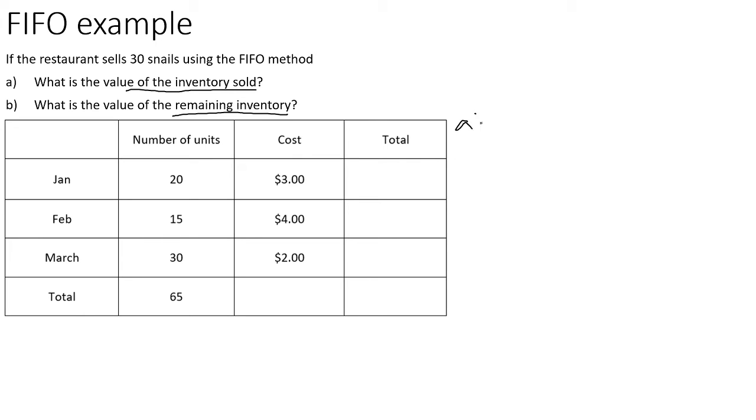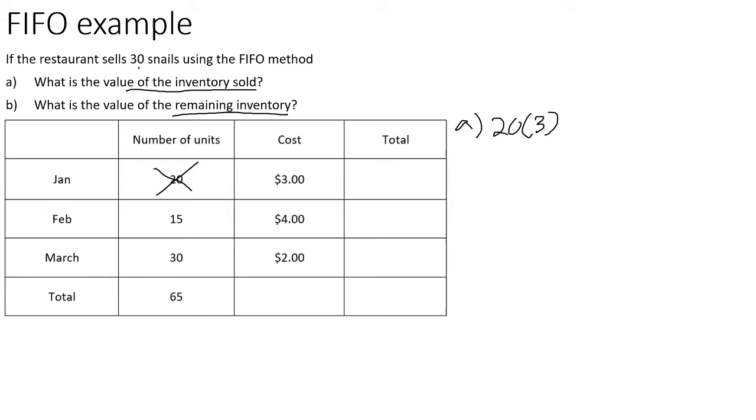Let's do part A first: the value of the inventory sold. Well, we sold 30 snails. First in, first out means we're going to sell the oldest snails first. That means we start in January, the oldest month here. If I want to sell 30 snails, I'm going to sell all of these 20. All of these 20 snails are going to go, and they cost me $3 each. So 20 times 3.